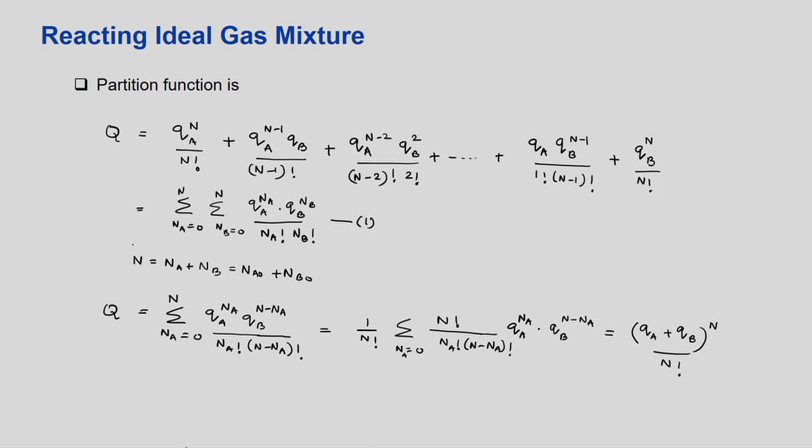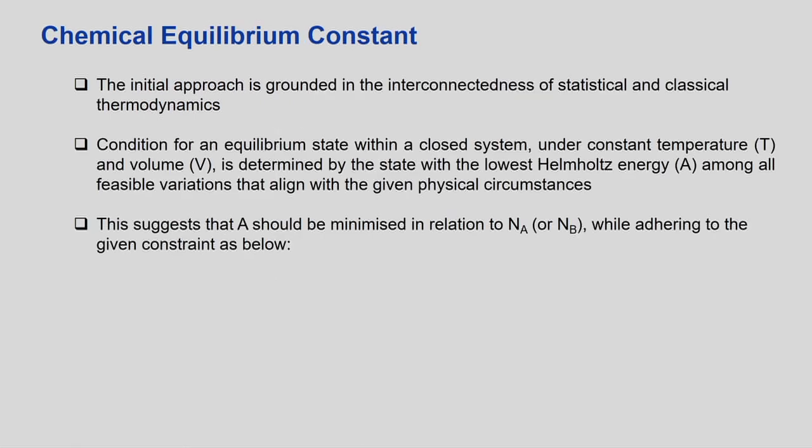Now, let us move to the chemical equilibrium constant. The initial approach is grounded in the interconnectedness of statistical and classical thermodynamics. It means if you have species A, B, C, D in a mixture and a chemical reaction is occurring, you have to find the Helmholtz energy which has the lowest value. The lower the value of Helmholtz energy, that will give us the equilibrium composition, that is Na and Nb, or more, Nc, Nd number of molecules.